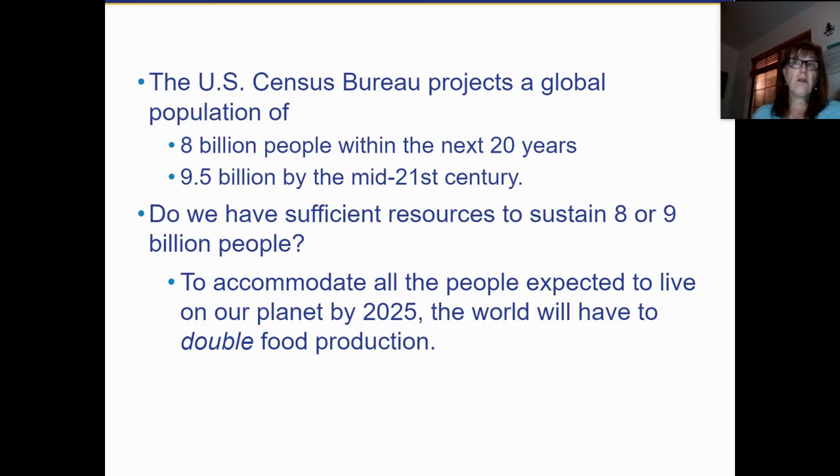The projection is that there will be 8 billion people within the next 20 years. And if you look back, and we know that in one day we've added 9,000 people, you can see that that's probably going to be sooner than 20 years. They're projecting 9.5 billion people by mid-21st century. So the question is, do we have enough resources to sustain 8 or 9 billion people? That means in order to accommodate all the people that are expected to live on our planet by 2025, we are going to have to double our food production. That's pretty crazy, because there is a difference of 10 billion people here.